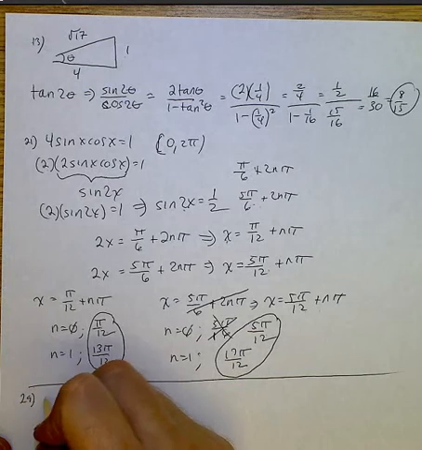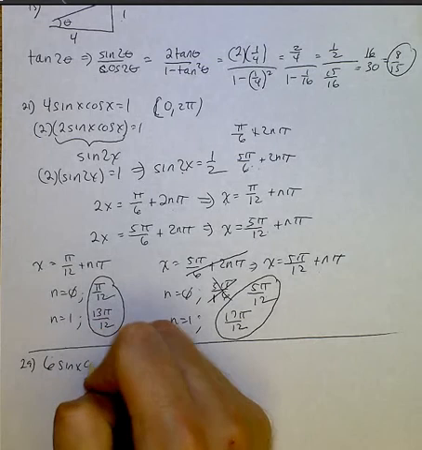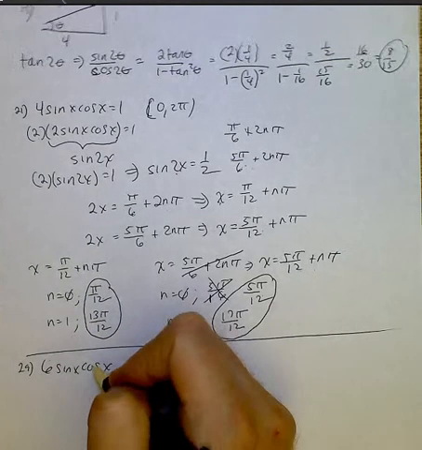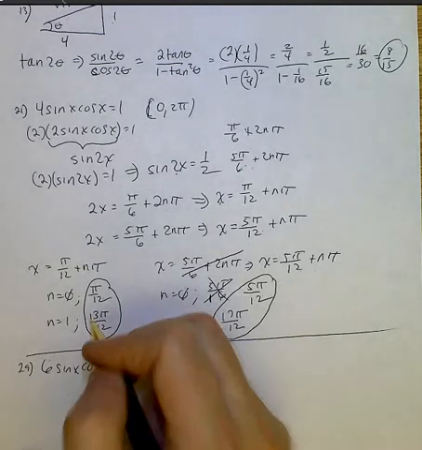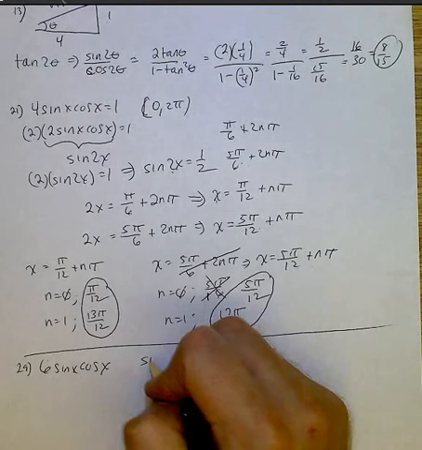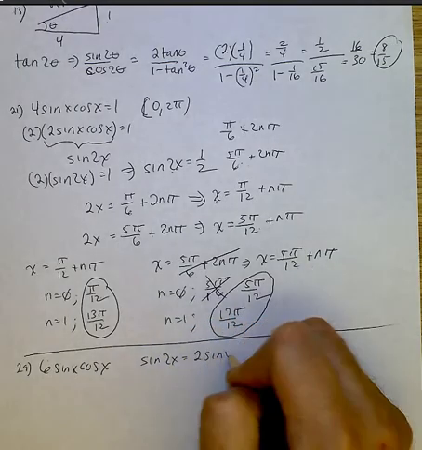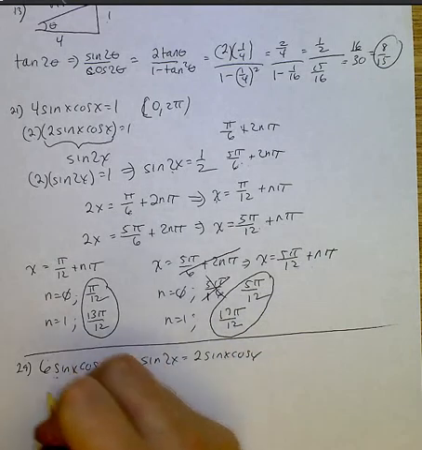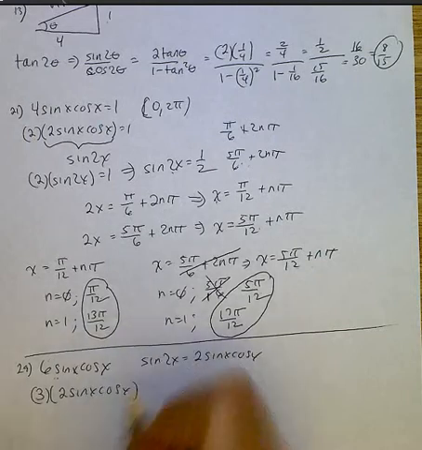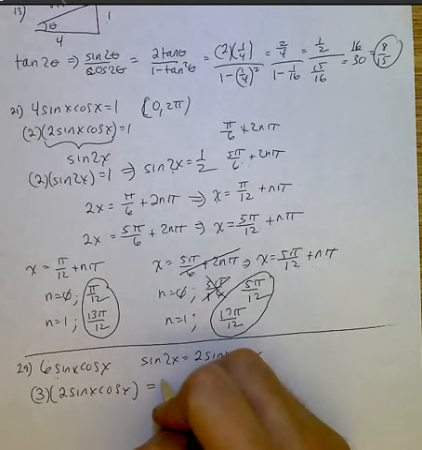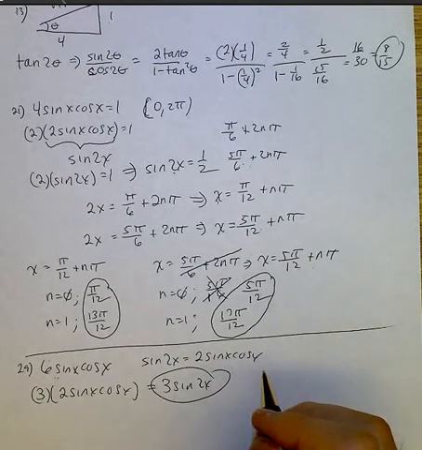In number 29, you're given 6 sine x cosine x. And the instruction in number 29 is to rewrite the expression using the double angle formula. Well, remember that the sine of 2x is 2 sine x cosine x. So let's rewrite 6 as 3 times 2 sine x cosine x. And when we do that, we get the final answer. Okay? Alright, and then lastly, let me do for you number 43.